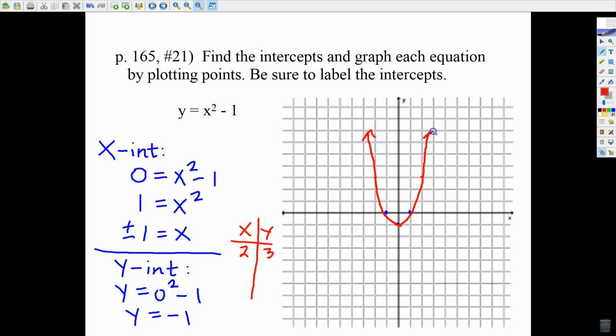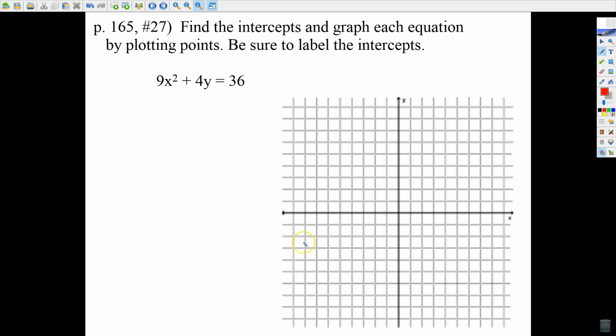So there's the graph, and it says to be sure to label the intercepts. I'm okay if you just do it like this. Either you can do it on the graph, or you can just say my X-intercepts are plus minus 1, 0, and my Y-intercept is 0, negative 1. So you can just label them by showing them as their ordered pair equivalents.